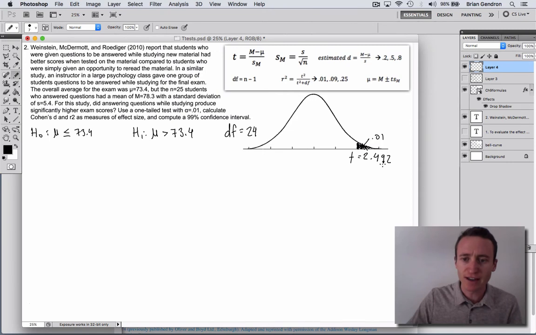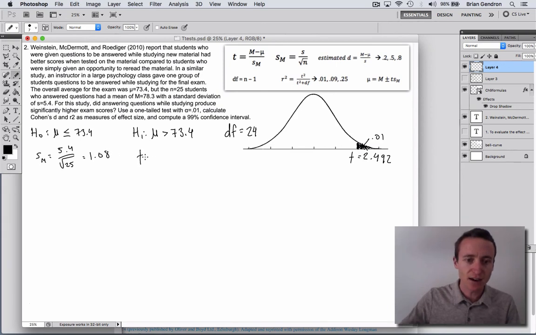That's our critical value of t. All right, so next let's calculate our statistics so that we can make our conclusion. The next step should be your standard error, and that will be calculated as 5.4 over the square root of your sample size. So 5.4 divided by 5, 1.08.